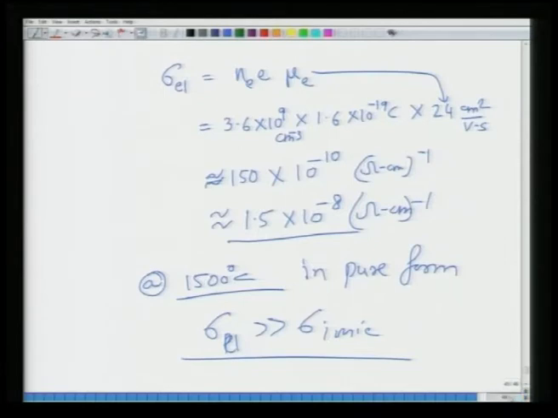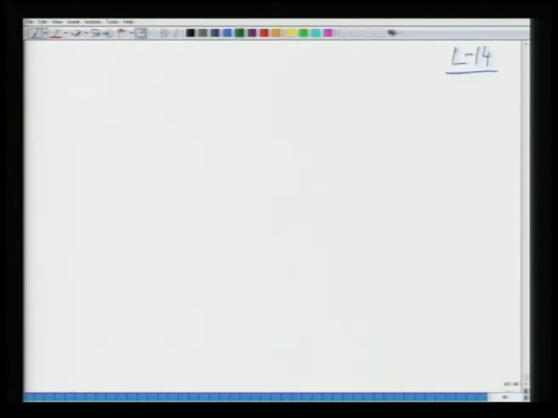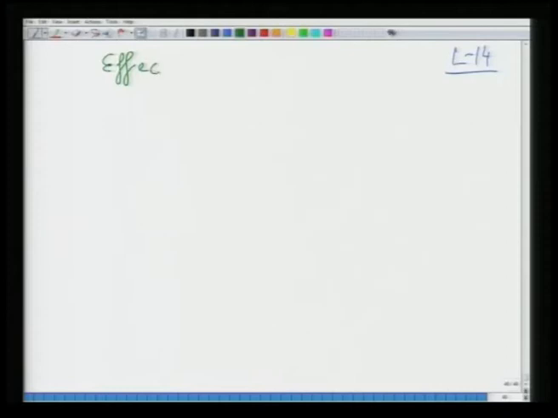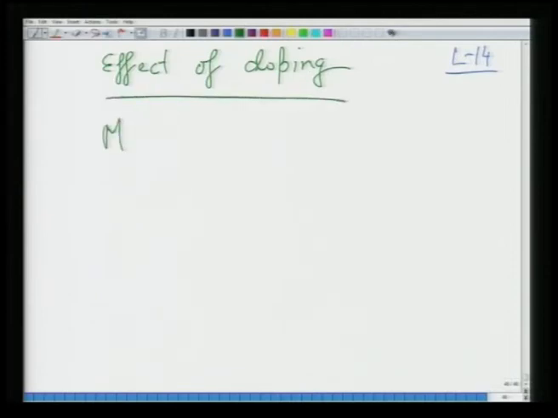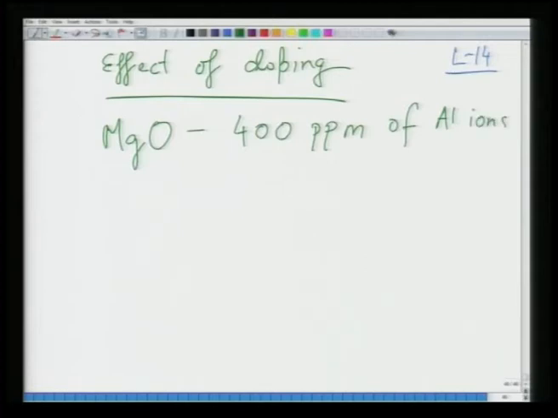So, what we will do in this class is look at the effect of doping on conductivity. Now, this is because magnesium oxide is prone to having impurities. So, it contains about 400 ppm of roughly aluminum ions in the form of Al2O3.